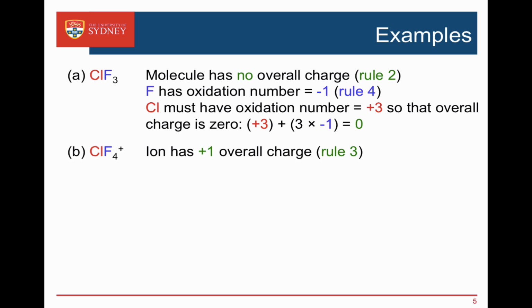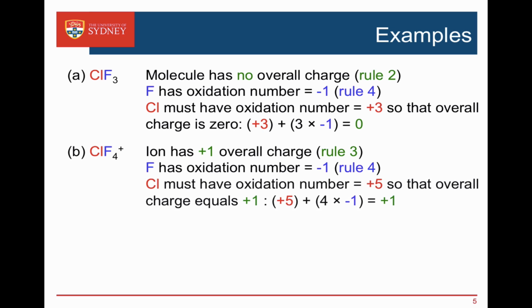Let's do a cation, ClF4+. We have an overall +1 charge, so the sum of our oxidation states has to equal +1. Fluorine, -1, and there's 4 of them. So we've got 4 -1s from the fluorine, an overall charge of +1. The chlorine must be oxidation number +5. +5 from the chlorine, 4 lots of -1 from the fluorines, added together gives us the +1 charge of our cation.